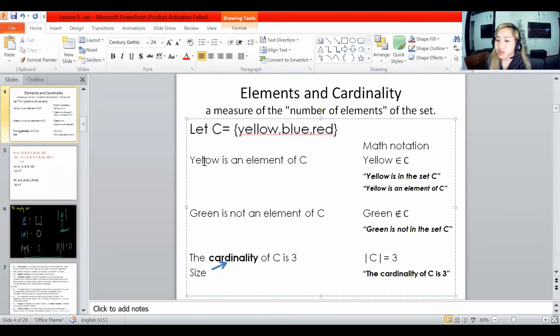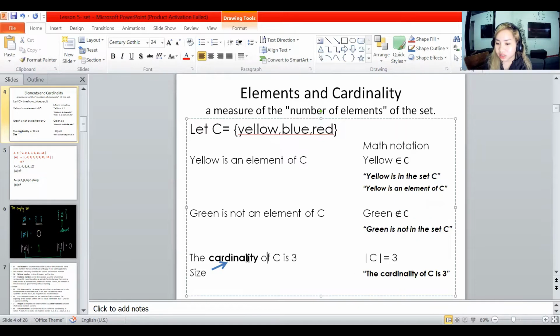So, binabasa siya as yellow is an element of C. Sa math notation, ito po yung shortcut niya. Kapag ginawa siya as math notation, yellow is an element of C, or yellow is in the set of C. Next, green is not an element of C. So, kapag kinonvert siya into mathematical notation, we have this symbol, pa-letter E, tapos may slash lang siya. And then, ang basa dito is, green is not in the set of C, or set C.